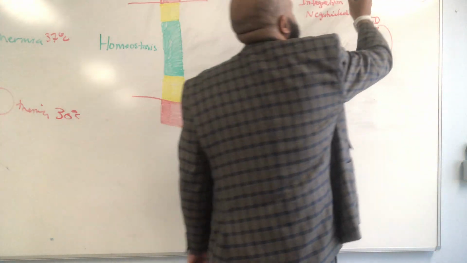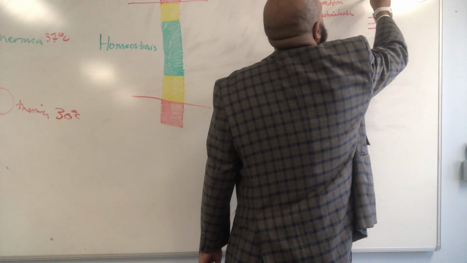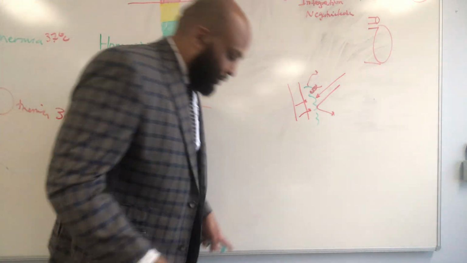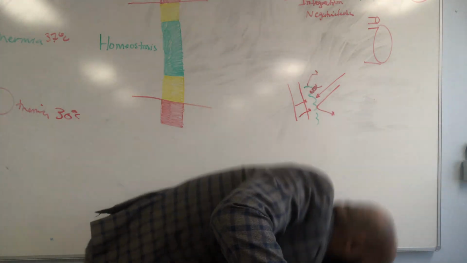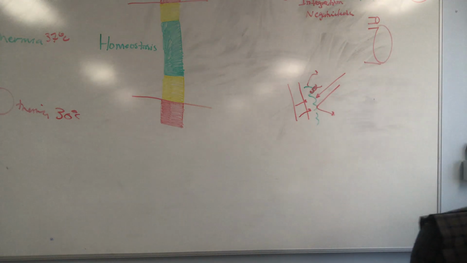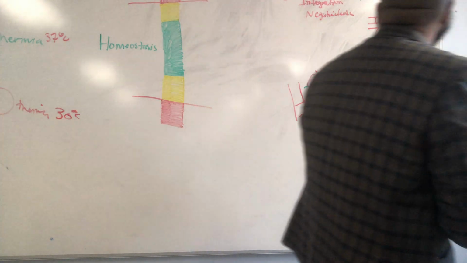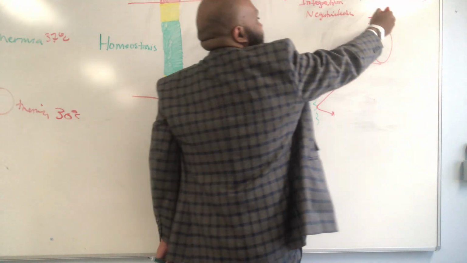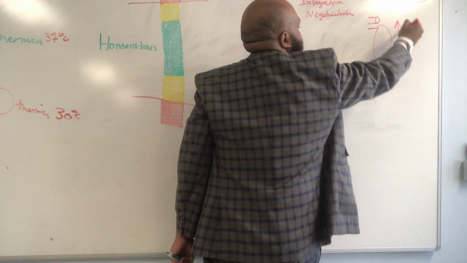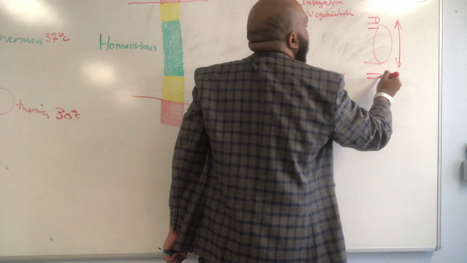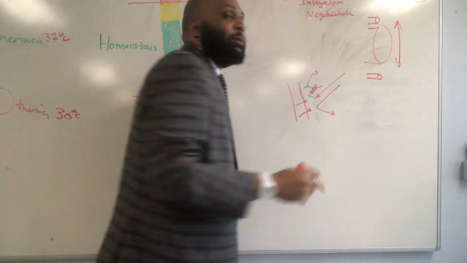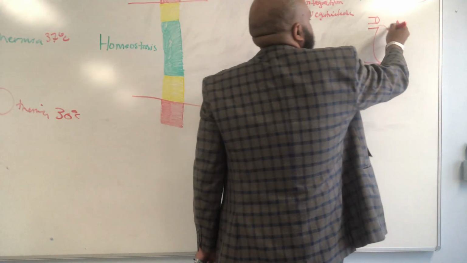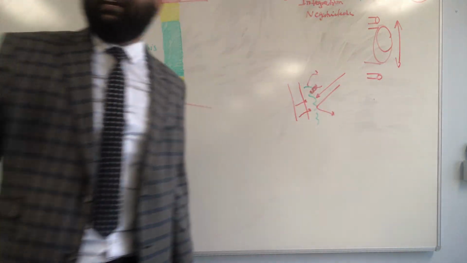Then the output signal is a motor. The output signal is going to go to your blood vessels. What is it going to do to the blood vessels? If we were hot, it will dilate the blood vessels. If we are cold, what do you think it's going to do to the blood vessel? Excellent. It's going to constrict the blood vessel to prevent loss of heat.